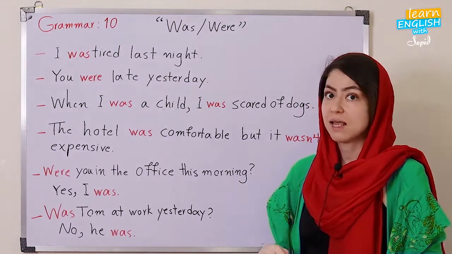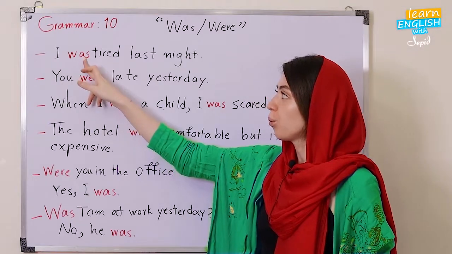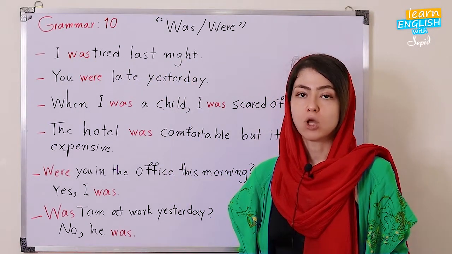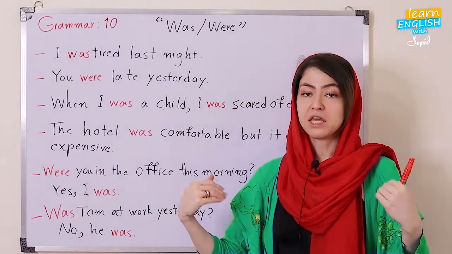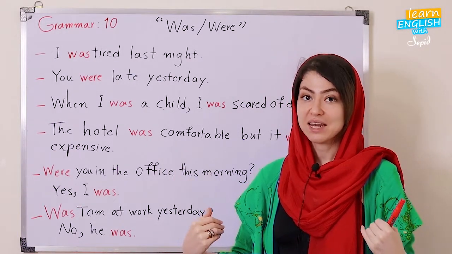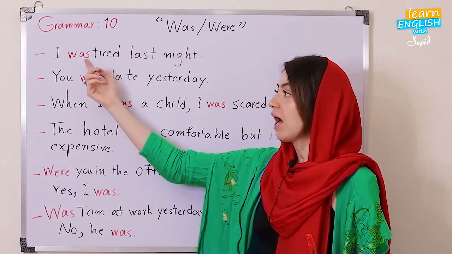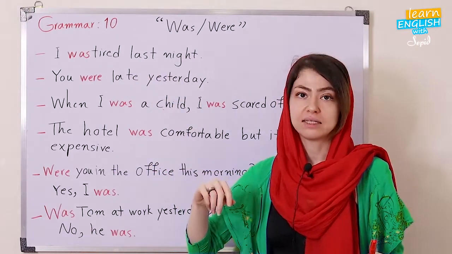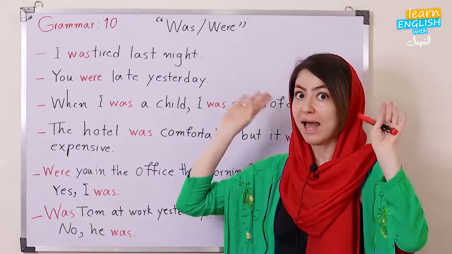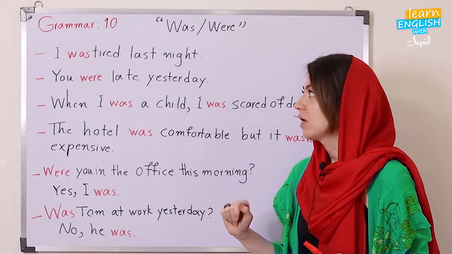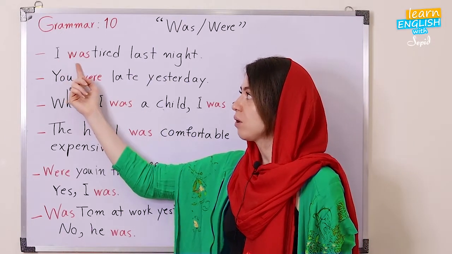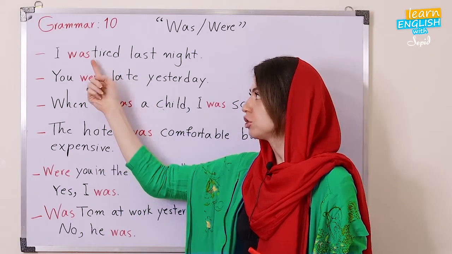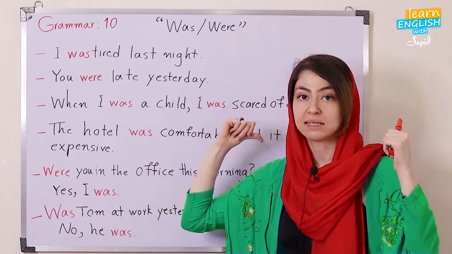So the first example, I was tired last night. So I am energetic right now, okay? But I was tired last night. So it refers to the past. Pay attention to this. So there's a point here. I was. Here, am has changed into was to show the past tense.